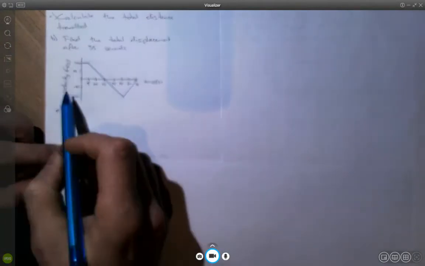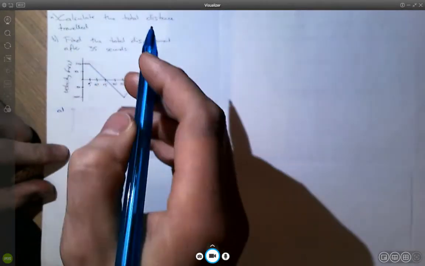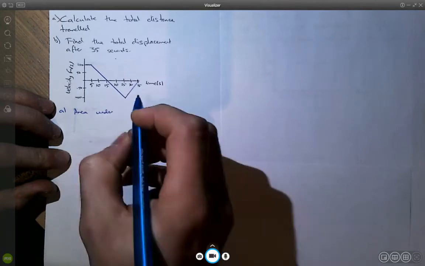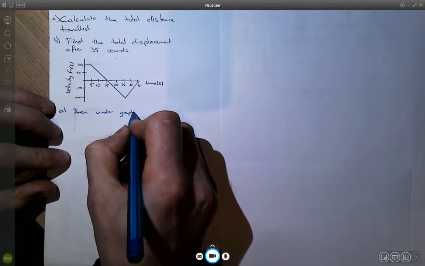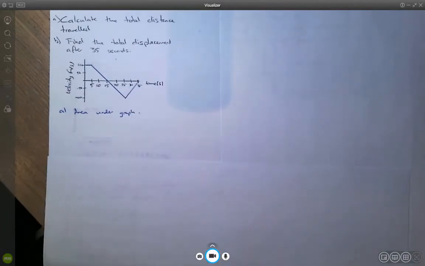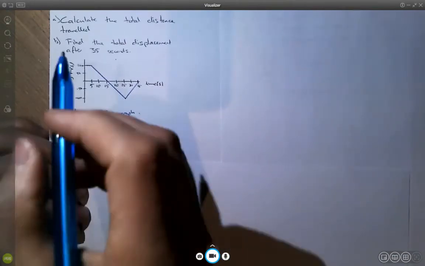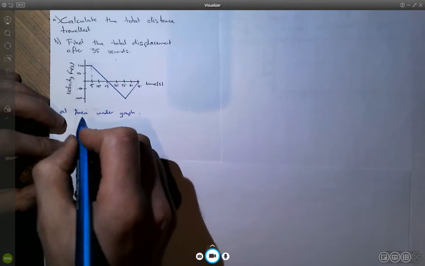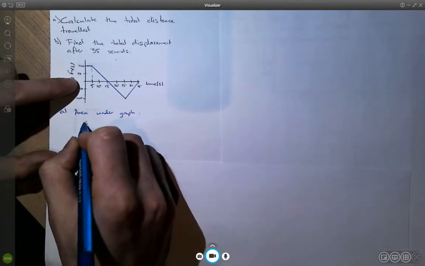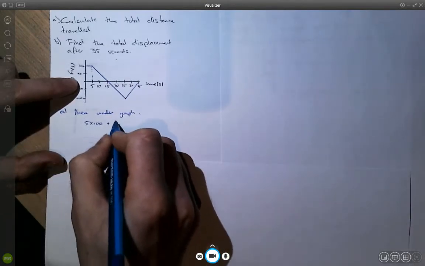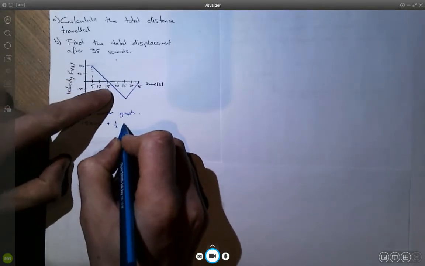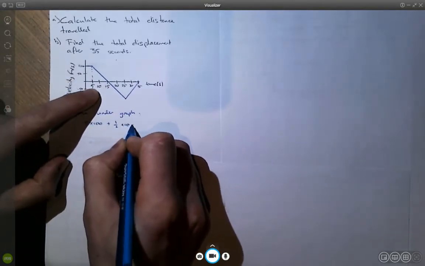So when we have a velocity time graph, the total distance traveled is the area under the graph. So what we need to do is calculate the total area under this graph. And it's made of 3 parts: this rectangle, this triangle, and this triangle. So the total area is going to be 5 times 100 plus the area of a triangle, which is half base times height. Half base is obviously 15 minus 5, and the height is 100.